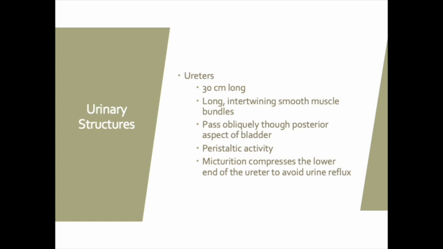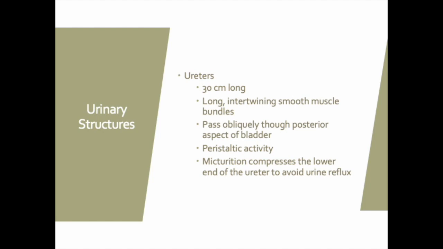Ureters are important structures that run about 30 centimeters long, and they intertwine with the smooth muscle bundles. The urine that's formed by the nephrons is going to flow from the distal tubules and collecting ducts through the papillary ducts to the renal papilla, which are projections of the ducts, and to the renal calyces, and this is where it's collected into the renal pelvis. Well, the urine has to be funneled then into the ureters to eventually get to the bladder.